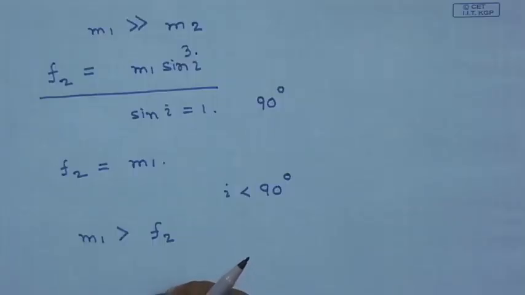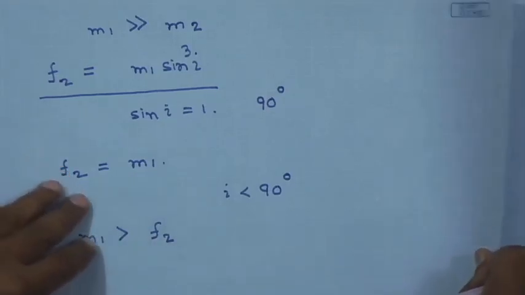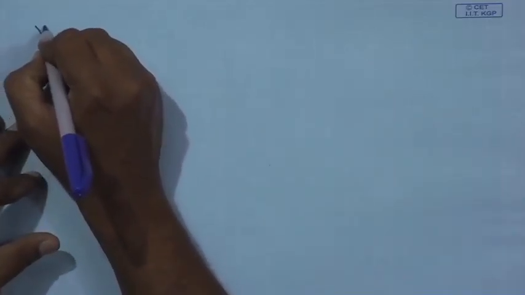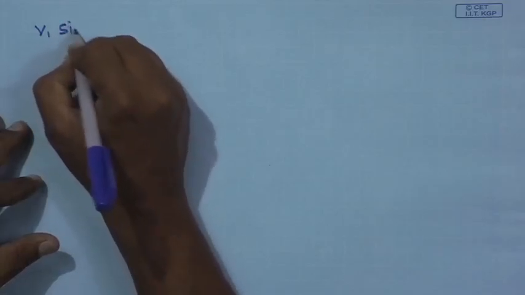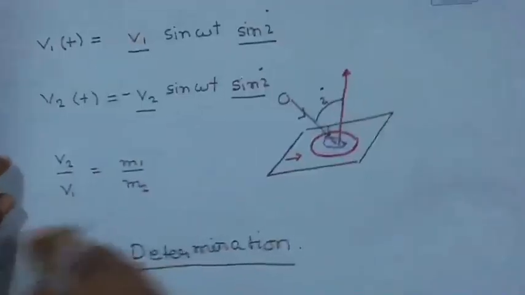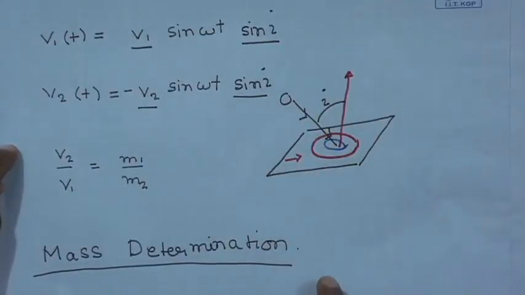Let me now take up an example of such a situation where I know f1 and f2. In the example that I will take up, we have measurements of V1 sin I. That is the only thing that you can measure. You do not know the inclination angle.